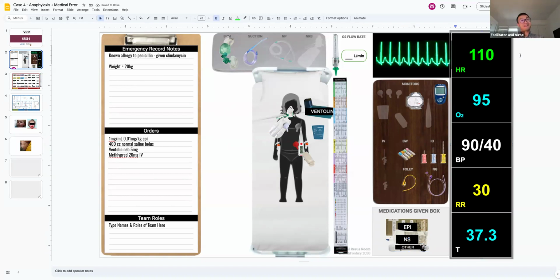So 5 minutes have passed at this point. The heart rate has come down, the oxygen saturation has improved, and the blood pressure has improved. You can see that the swelling has resolved substantially. There's no further airway concerns at this point. So that is the end of part one of this case. We are going to now be transitioning to part two.